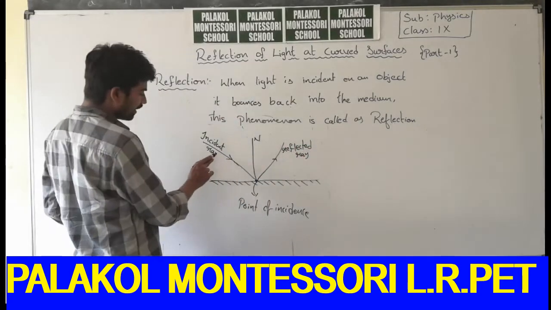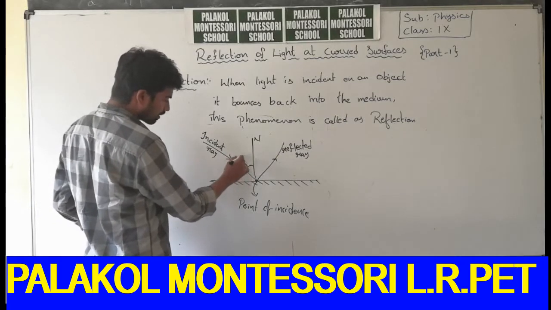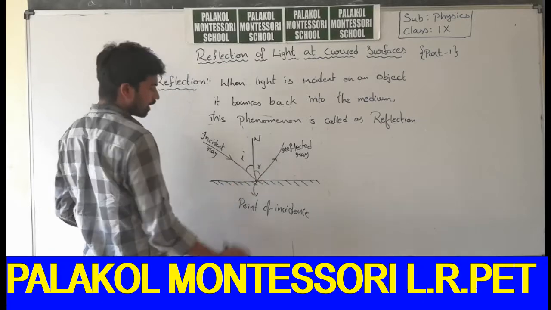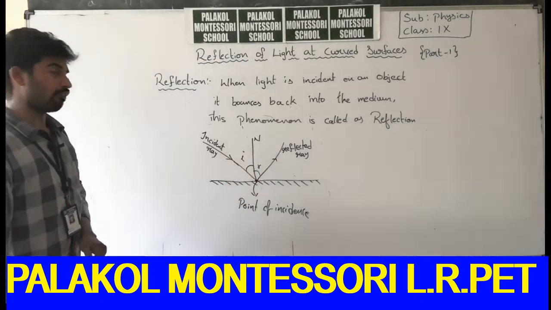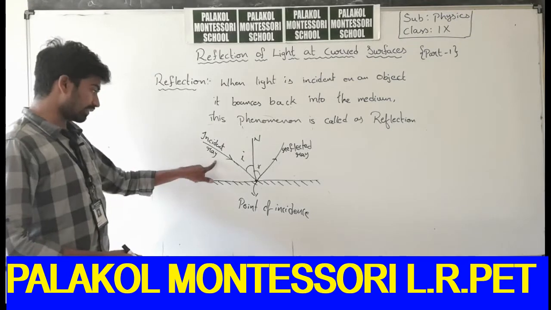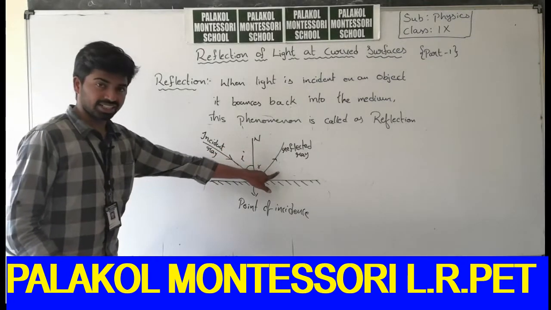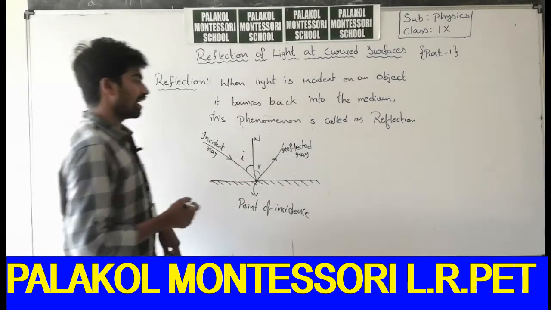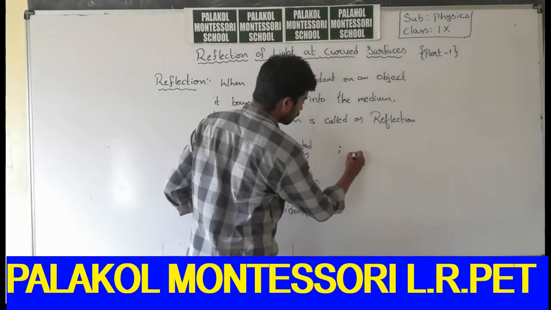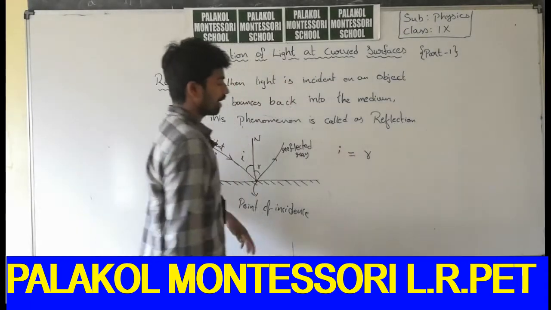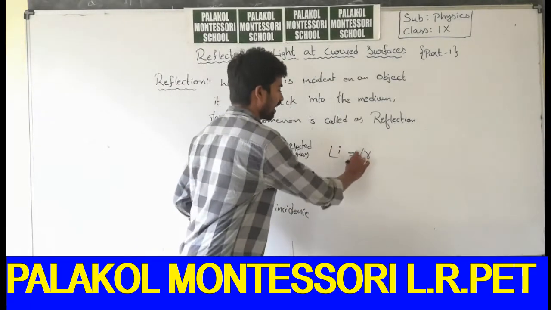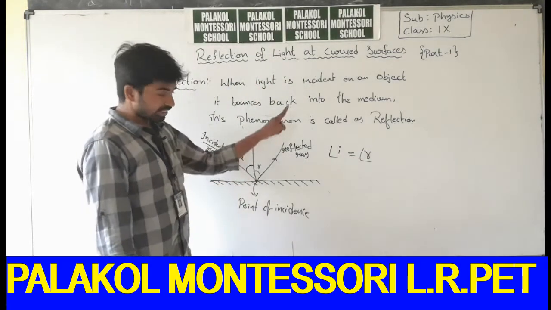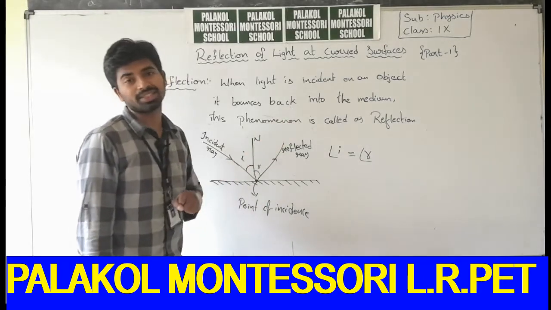The angle made by the incident ray with the normal is called the incident angle, and the angle made by the reflected ray with the normal is called the reflected angle R. What are the laws of reflection? The incident ray, normal line and reflected ray lie on the same plane. That is the first law of reflection. The second is that the angle of incidence is equal to the angle of reflection. Whatever the angle of incidence is, the reflected ray makes the same angle.